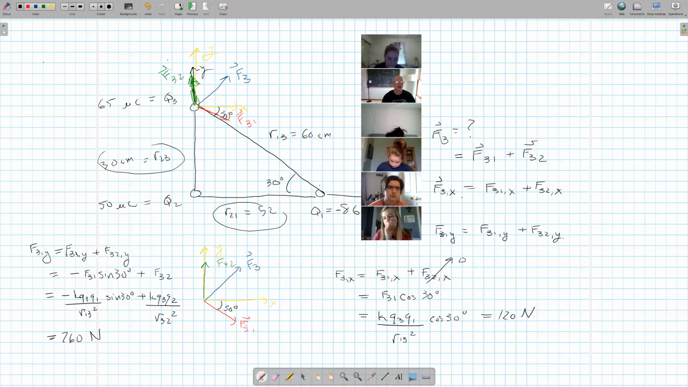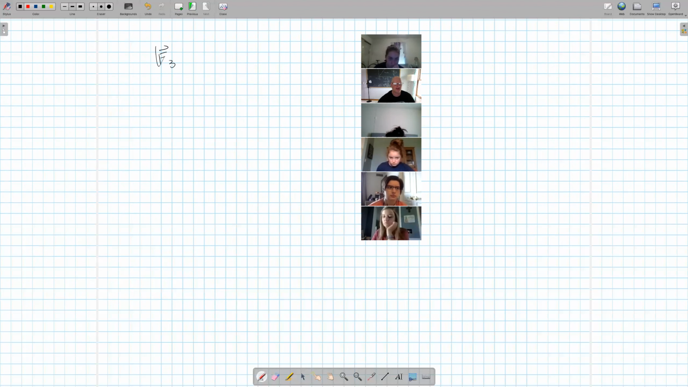So we know the magnitude of the net force, F3, by Pythagorean's theorem, is the X portion squared plus the Y portion squared, square rooted. So in this case, this is going to be 120 squared plus 260 squared, square rooted, which works out to be about 290 newtons. So this is 290 newtons.